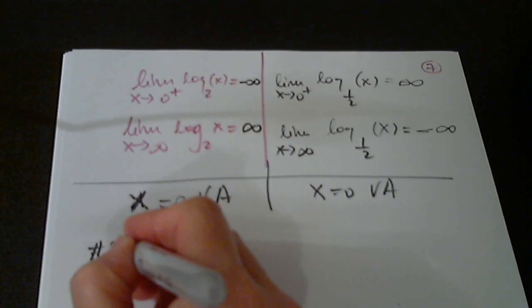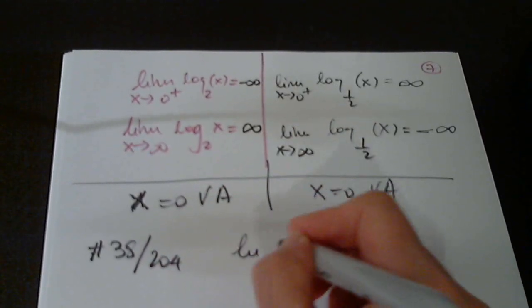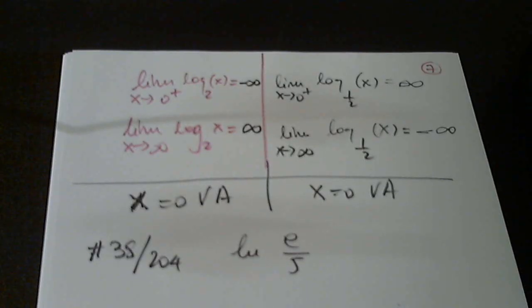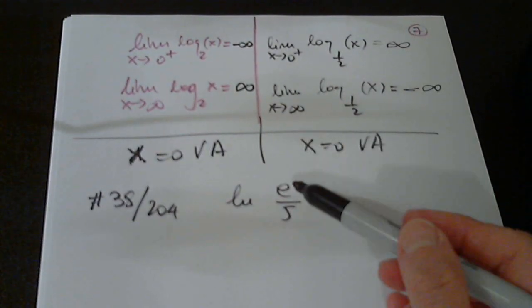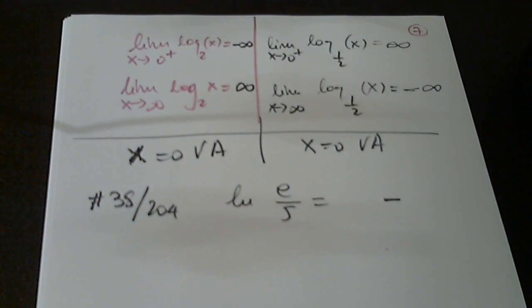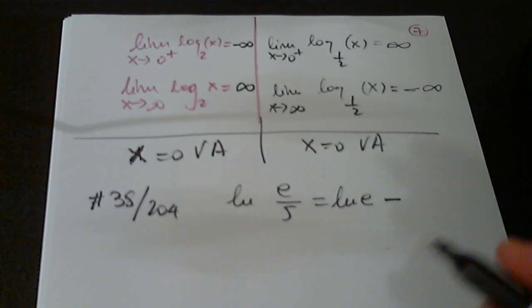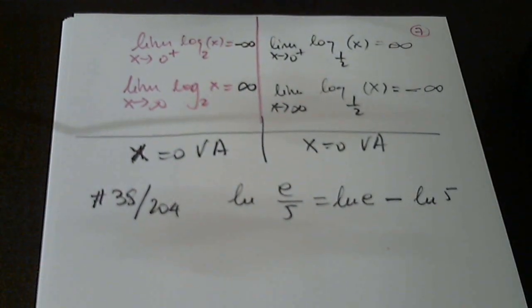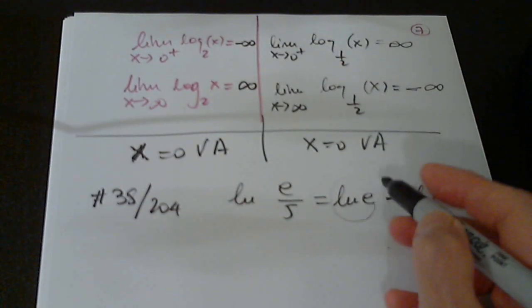And in 38 on page 204, we have natural log of e over 5. Perfect. So one of the properties states that natural log of a ratio is the same thing as a difference of two logs: log of the top minus log of the denominator. So this is property 2. And we already established that this is 1.